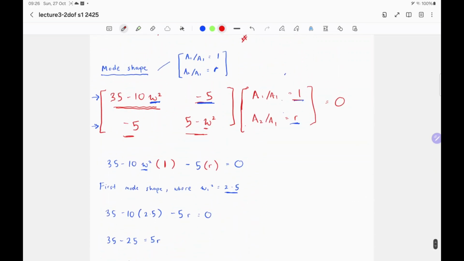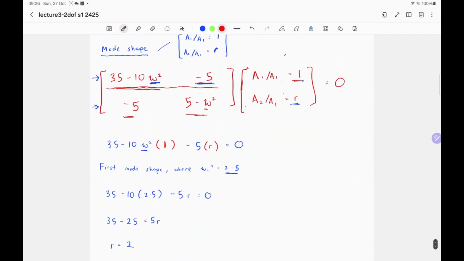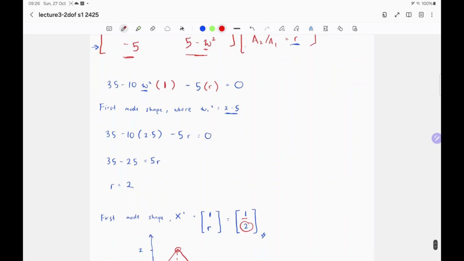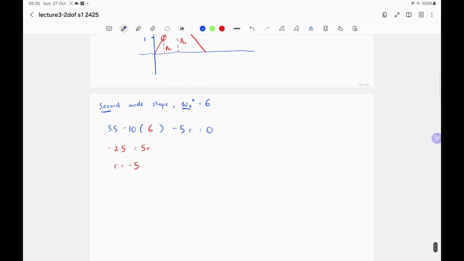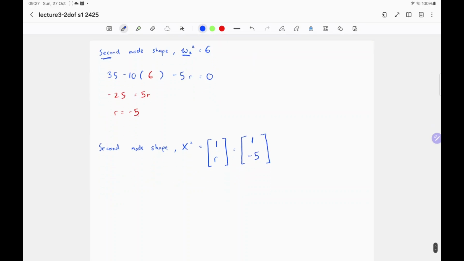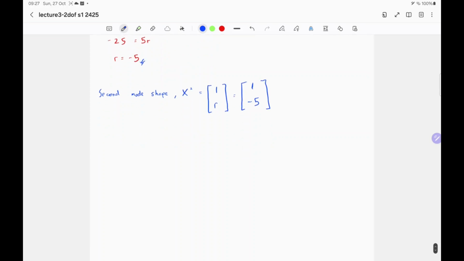So what I did was the same thing: I just used the first row equation, recalled it, and replaced the omega squared value. The second mode shape, which you write as x2, is actually 1, r, or 1, negative 5.